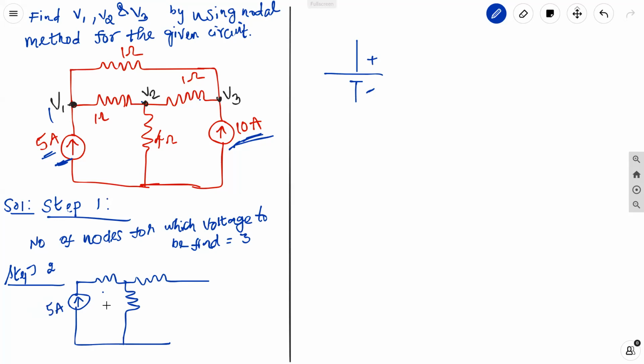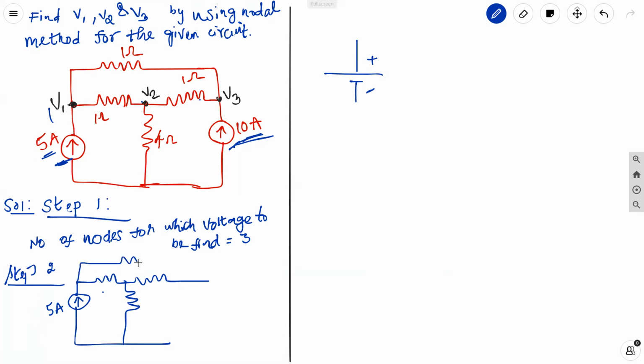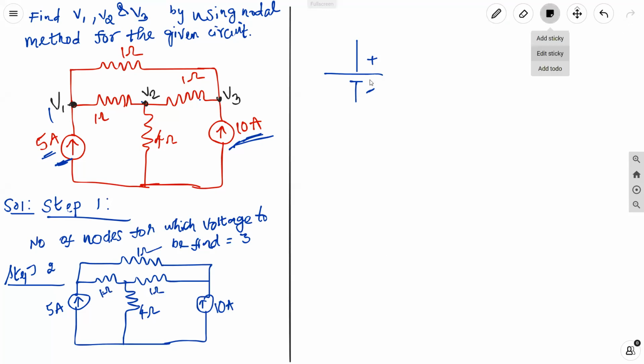So whatever problems we have solved up to now, we have solved only with the help of voltage sources. But here we have a current source, right? That is the reason why in the last class I explained about the current source, and also how to convert a voltage source to a current source and vice versa. So generally, when you deal with a problem using nodal analysis, you can find current sources also. 4 ohm, 10 ampere, 1 ohm, 1 ohm. Okay, right. So let us choose.